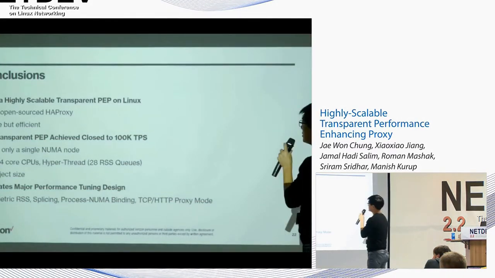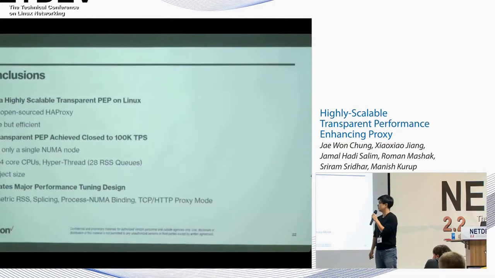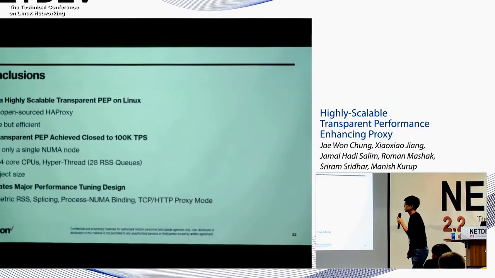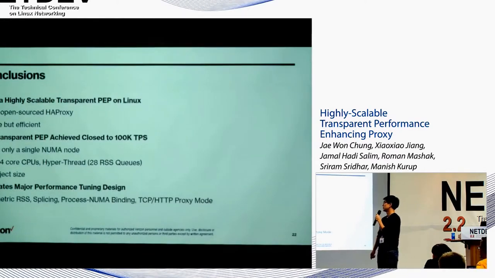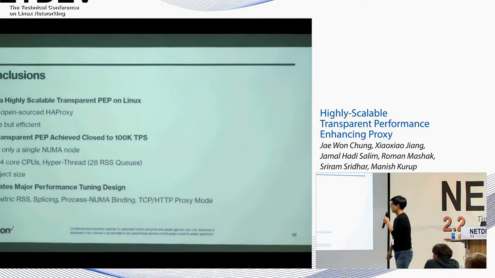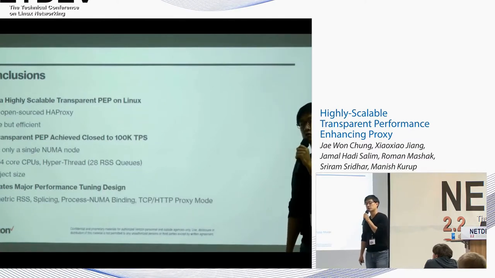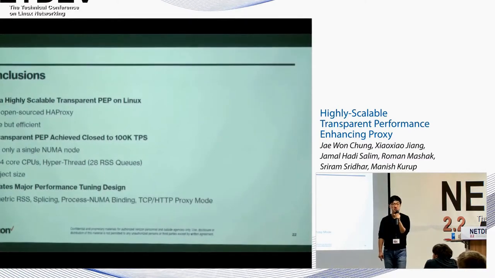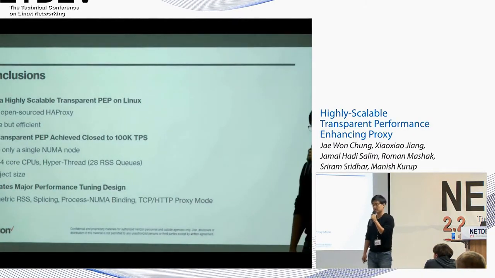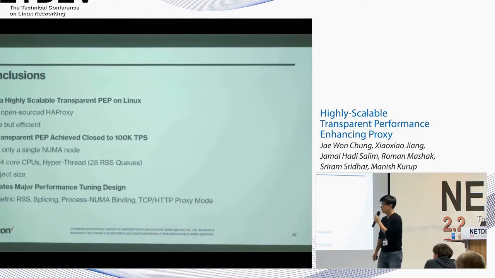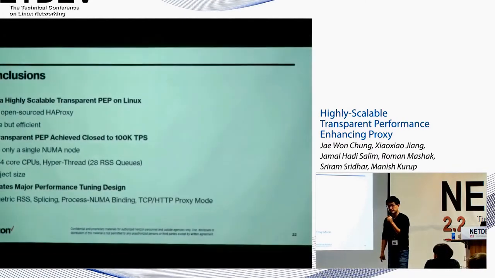Okay, so the conclusion of this talk is as follows. We built a highly scalable transparent performance enhancement proxy on Linux using open source HAProxy. Simple, but I think it's efficient. In order to productize this, we probably need more work. But as a POC, I think it was enough to give the upper limit of performance that we are expecting from a single card.